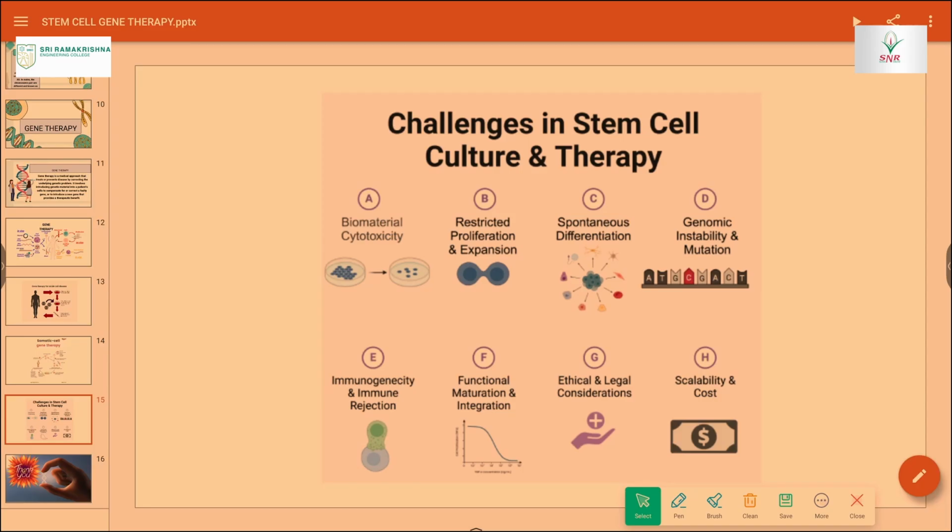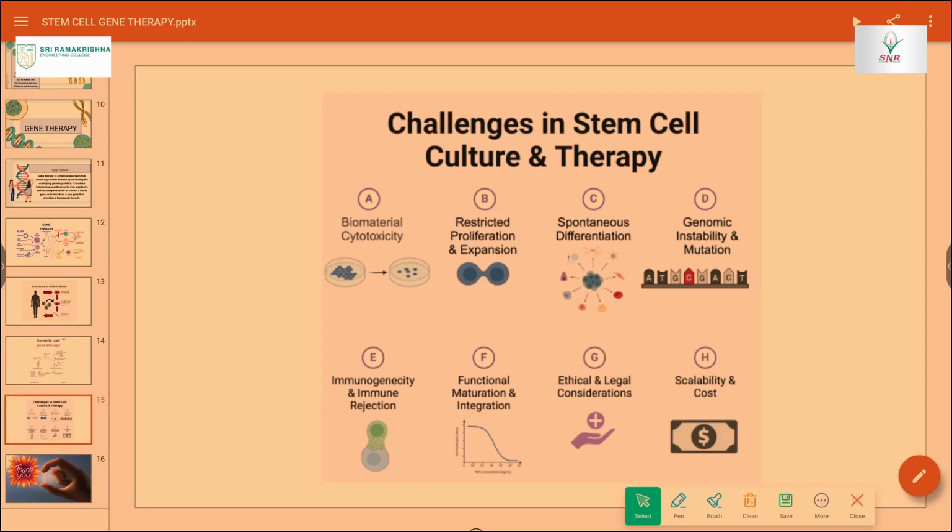Then, you expect a good expression, but sometimes there can be a restricted expression so that cell division and expansion may not take place. Usually in our body, cells are dividing and proliferating, but that may not happen sometimes if you introduce a new gene and manipulate the gene. Next one is spontaneous differentiation, that is, you are introducing a stem cell aiming that it should be converted into a cardiac cell, but sometimes that may not happen. It will differentiate spontaneously without achieving all the required features.